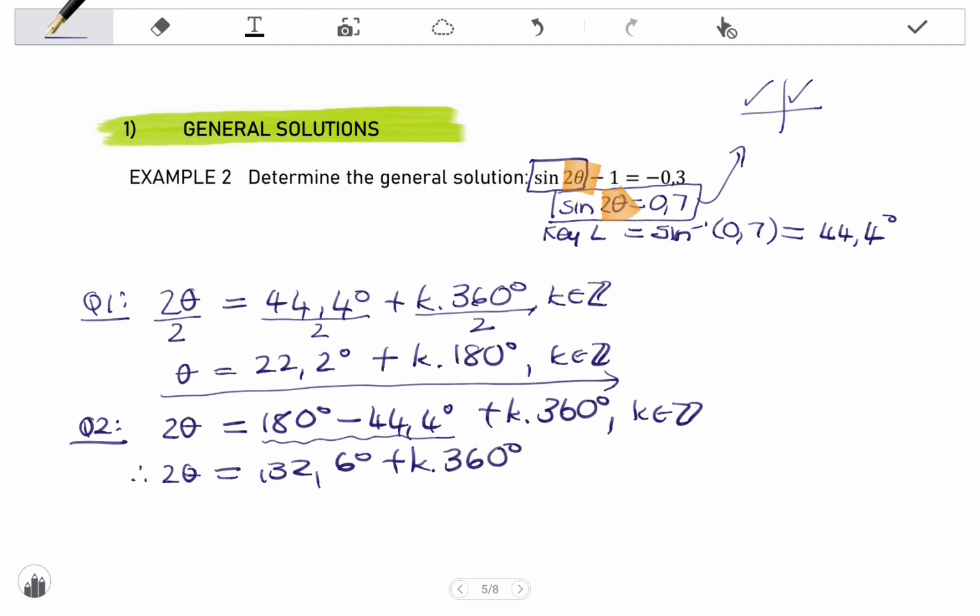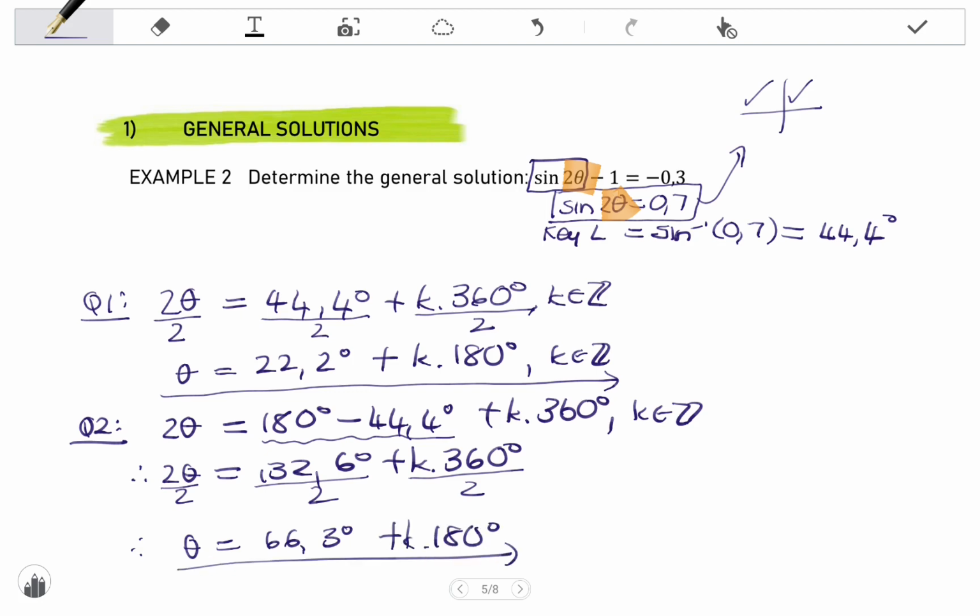And again I want to solve for the variable, so I divide everything by 2. You don't need to show this division by 2, but I'm showing it so that you can really see what we do, because the errors I see students make is they forget to divide the period by that 2 as well. So this is equal to 66,3 degrees plus k times 180. And there is our general solution for the second quadrant.